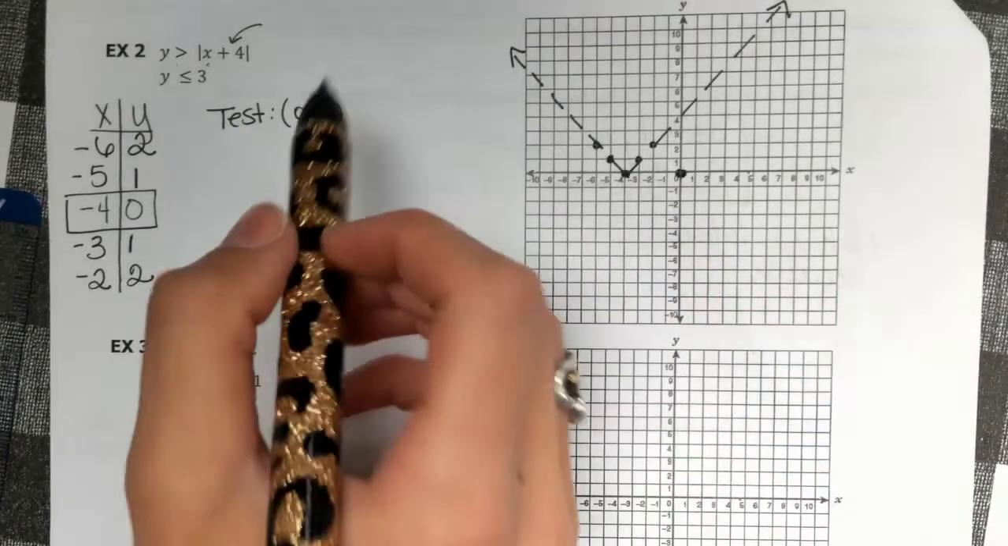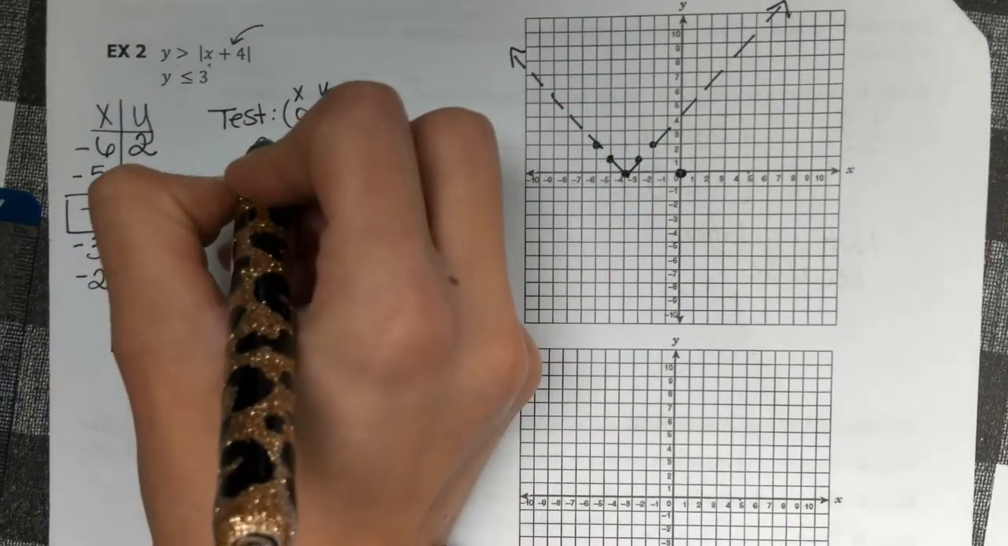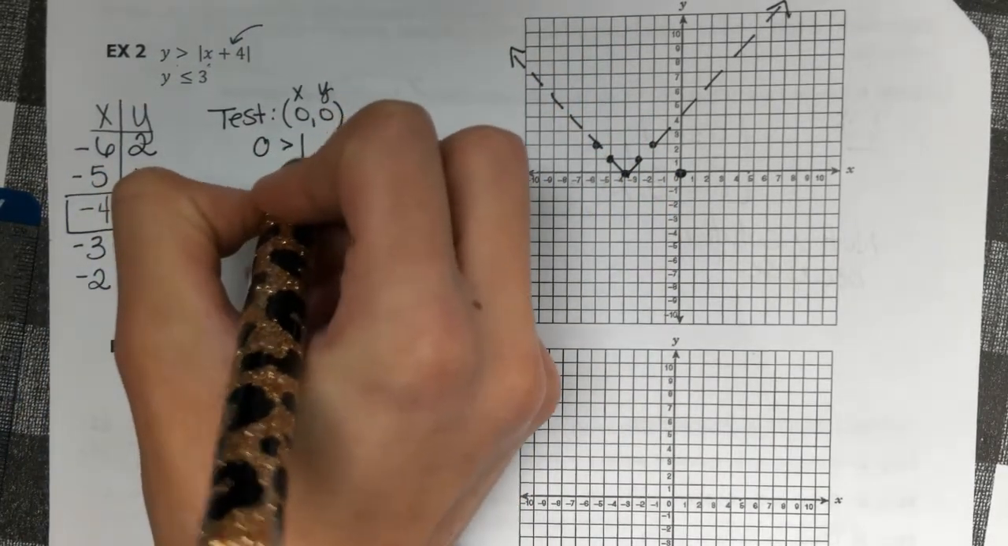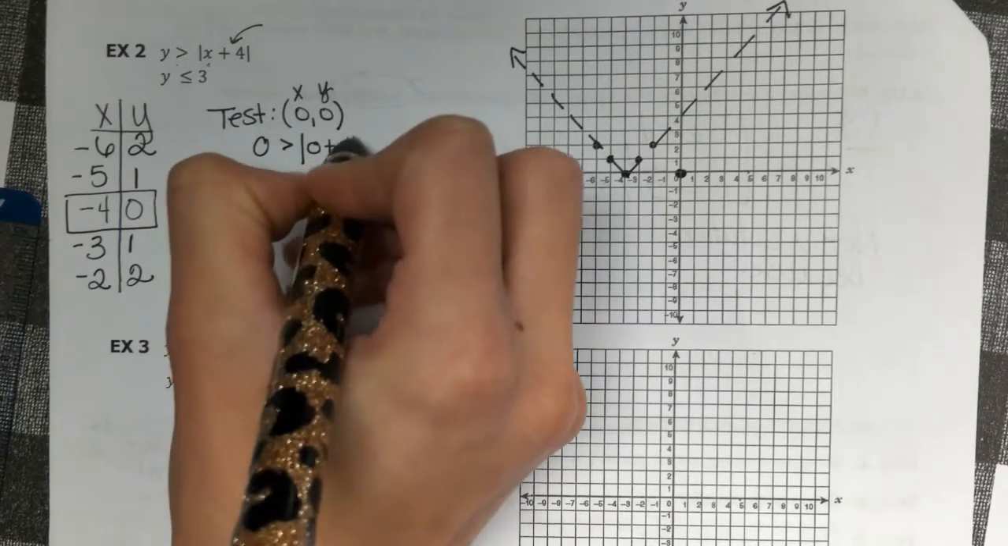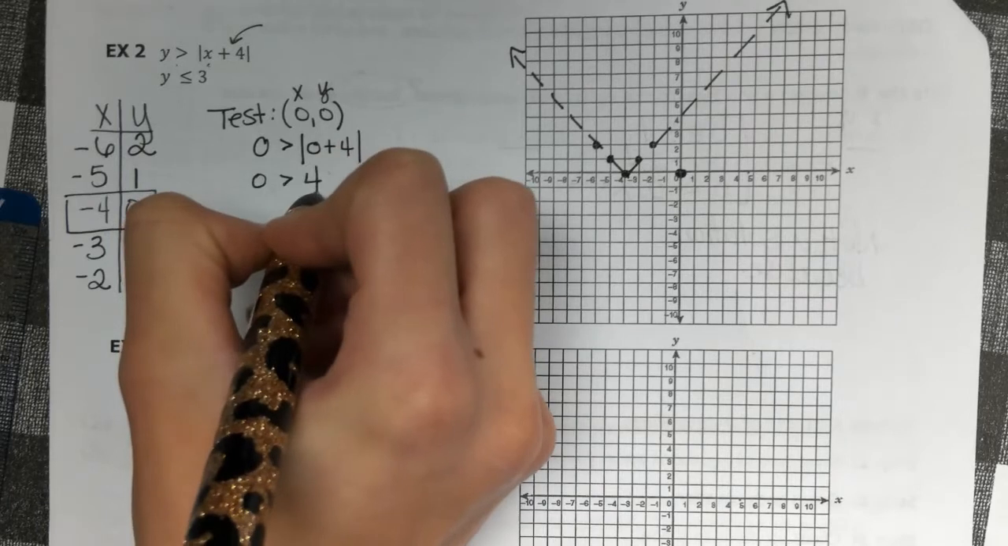So what I'm doing is I'm taking this for my x and my y and I'm plugging it into my equation. So I've got 0 is greater than the absolute value of 0 plus 4, which is just 0 is greater than 4.